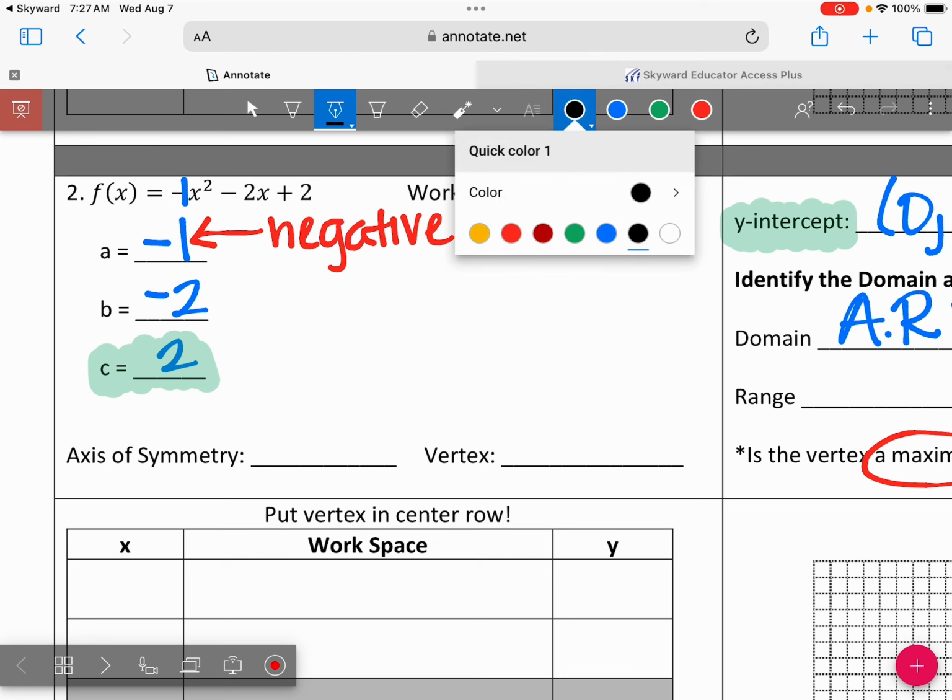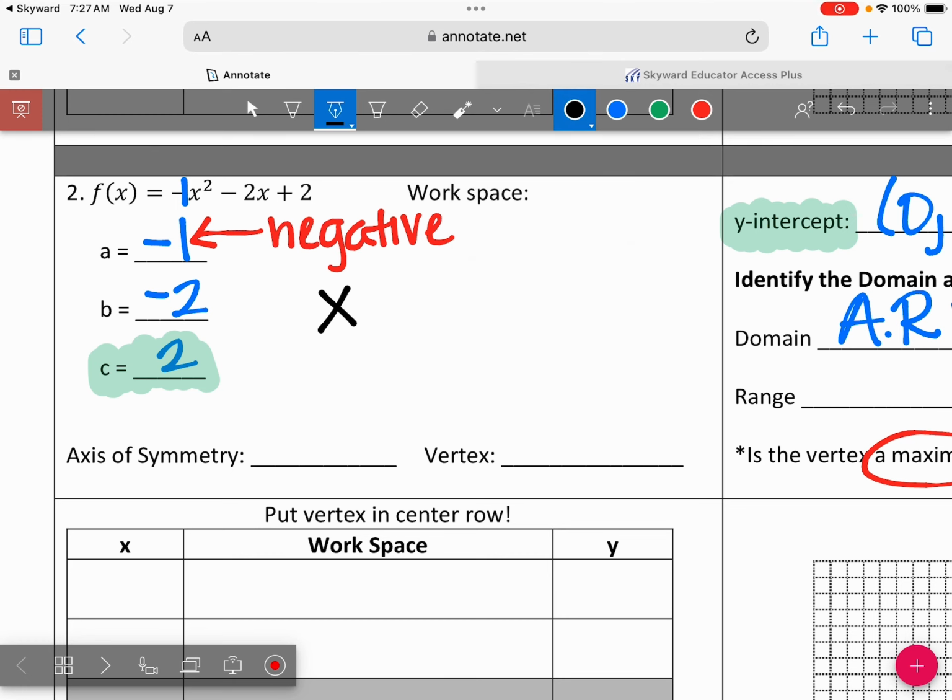So remember, the formula for axis of symmetry is opposite of b divided by 2a. So x equals, go ahead and make your fraction bar. Because this is negative, you're going to put the opposite in the numerator. So the opposite of negative 2 is positive 2. And then you're going to divide that by 2 times a, which is negative 1.